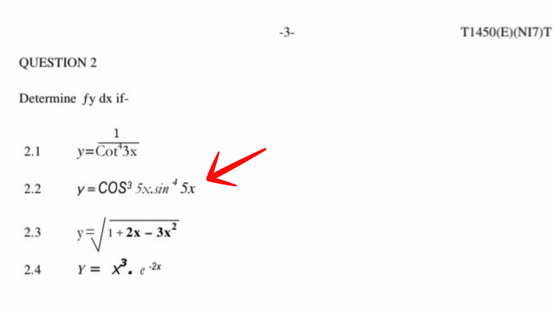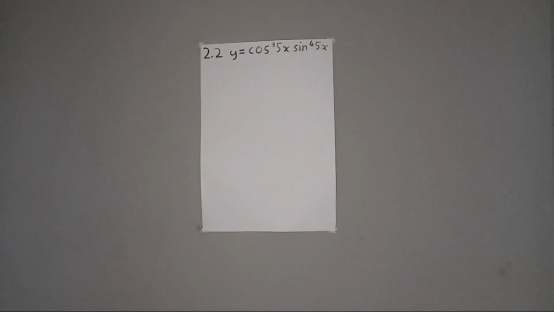Now for the next question. So now we've got y is equal to cos cubed 5x and sine to the power 4 5x. Okay, we got that. What do we do? What do we do?